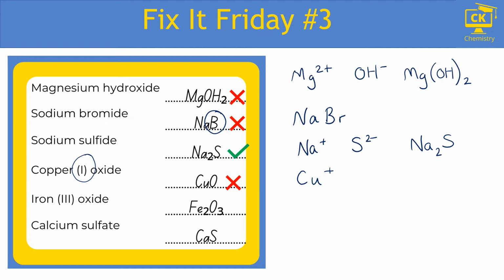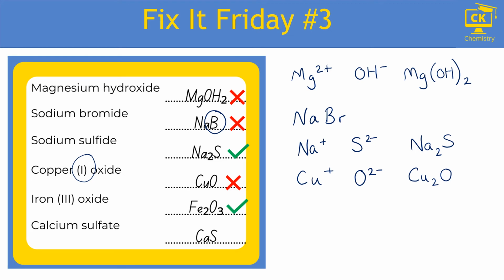Oxygen is in group 6, so the oxide ion, like the sulfide ion, has a 2- charge. That means that very much like the formula above, Na2S, we need to have 2 copper ions for every 1 oxide ion, giving us a formula of Cu2O. So do not assume that Roman numerals refer to the number of the ions.